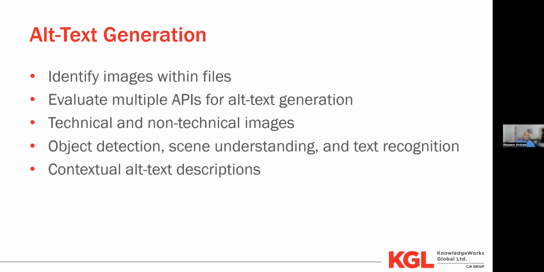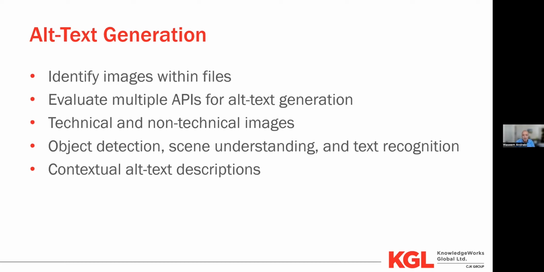Alt text generation is where we've seen a lot of interest from many of our customers. So we've done quite a bit of work in this area as well. We're trying to see if AIs that claim to identify images within, say, an online system or a PDF file can then come up with alt text for it. And we've been testing various APIs for over 10 months. The results early on were very questionable.